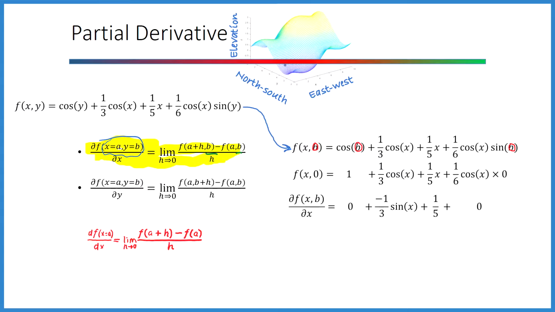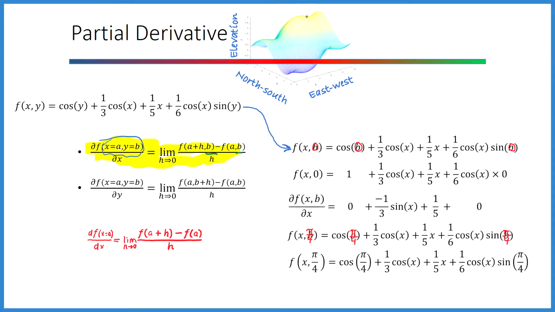But of course, we could do the same thing for any other combination of x's and y's. So let's try that again. We'll rewrite our function for f of x comma y when y equals b. This time, instead of replacing b with 0, let's replace b with pi over 4. Let's go ahead and rewrite this so it's a bit easier to read. F of x comma pi over 4 equals cosine of pi over 4 plus 1/3 cosine of x plus 1/5 x plus 1/6 cosine of x times sine of pi over 4.